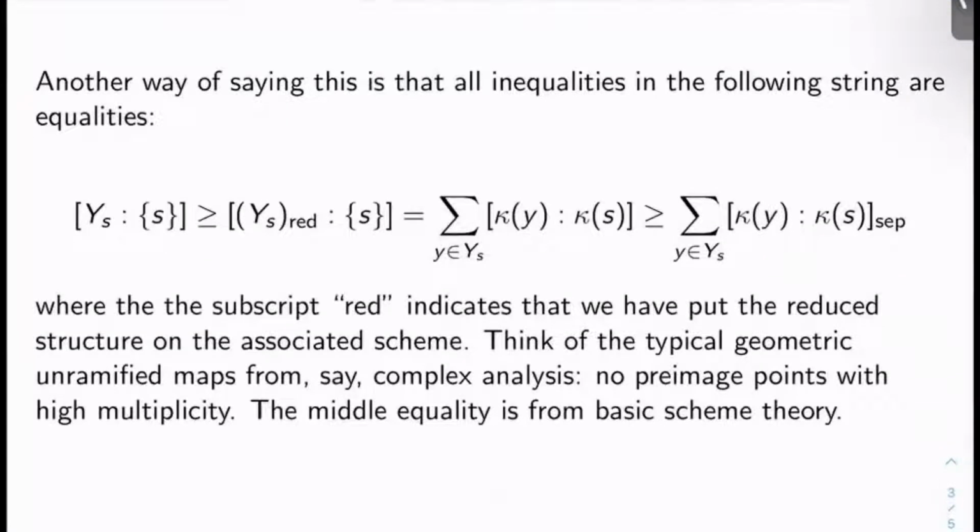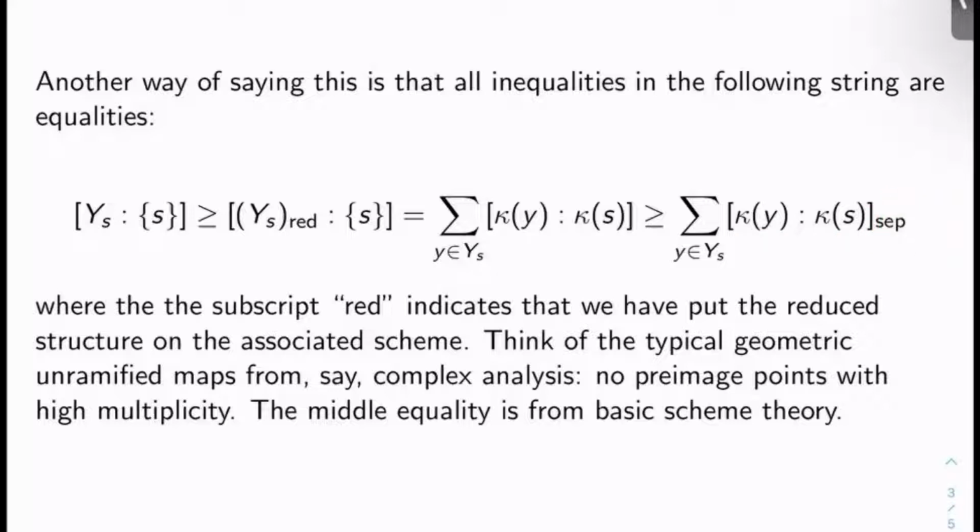Another way of thinking of this concept is that all of the inequalities in the following string are actually equalities. So in general, we definitely have that the order of Y sub s over singleton s is at least as big as the order of Y sub s with the induced reduced structure on it over singleton s, of course, because Y sub s is essentially a bigger scheme, so to speak. And then from basic scheme theory, this order here is just the sum over all the points little y in the fiber of the degree of kappa of y over kappa of s, okay? And then, of course, that's bigger than or equal to, just by definition, the sum over all y in the fiber, big Y sub s, of all the separable degrees of kappa of y over kappa of s.